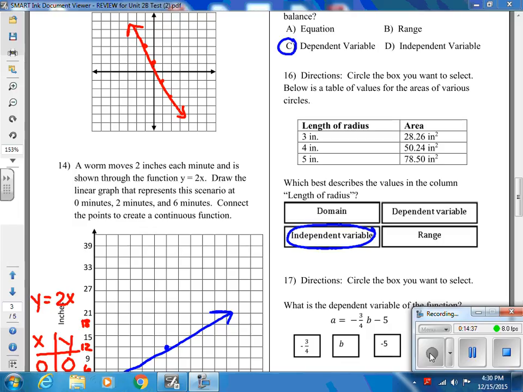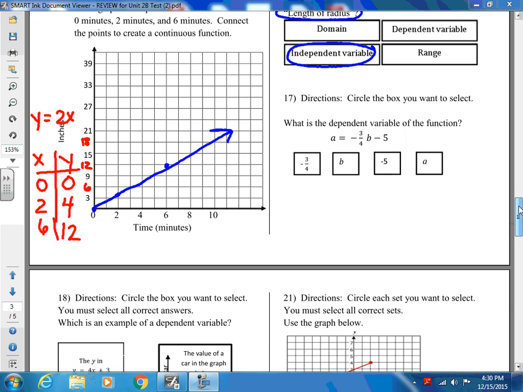Because it was asking you to describe the column length of radius, right? That is a description, and descriptions aren't numbers, so that would be the independent variable because it takes the place of the X column. If it had asked you for the actual numbers in that column, then it would be considered the domain. So it really depends on whether it's asking you about the heading or the numbers that are in there.